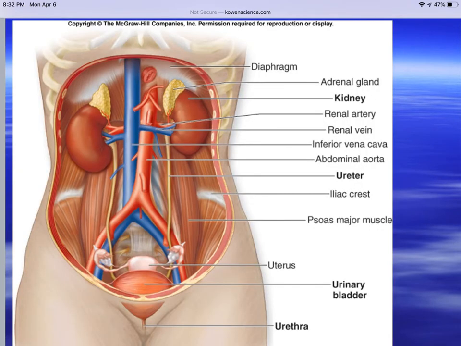Here we have an overview of the urinary system where we can see the inferior vena cava, we have the abdominal aorta, we have the kidneys, the adrenal glands, the renal arteries and veins. Coming on down, we have the ureters going from the kidneys down to the bladder. We have our bladder, and then we have the urethra.